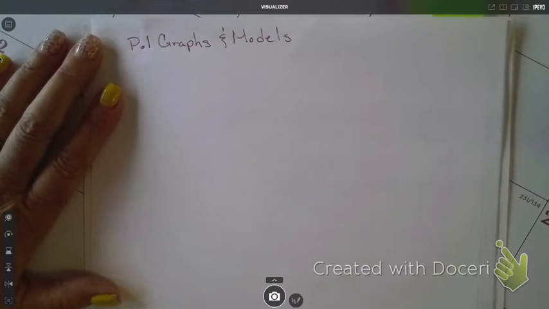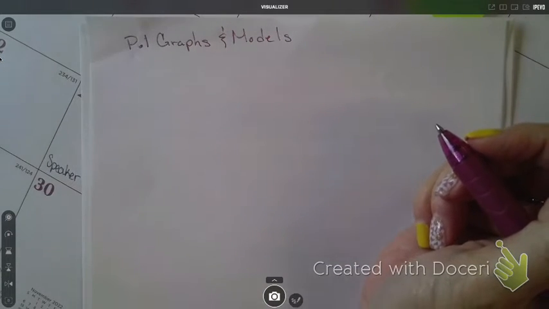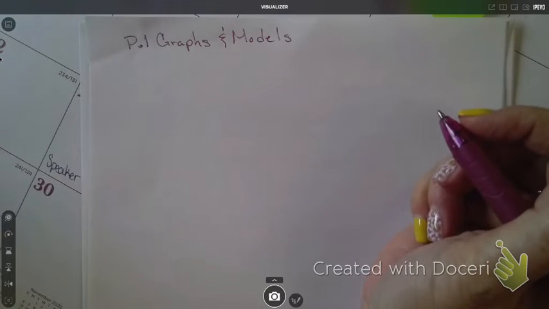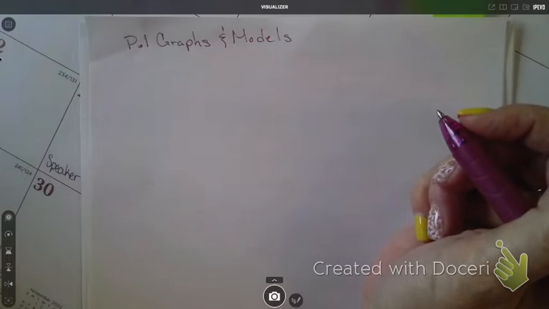Okay, P.1, graphs and models. Chapter P is all going to be a review. A lot of it is even basic geometry, actually, probably Algebra 2 concepts. They're not even pre-calc because our pre-calc book and our calc book go hand in hand.